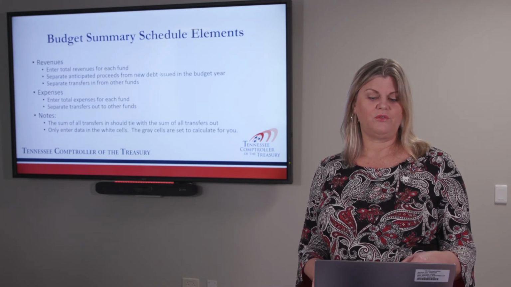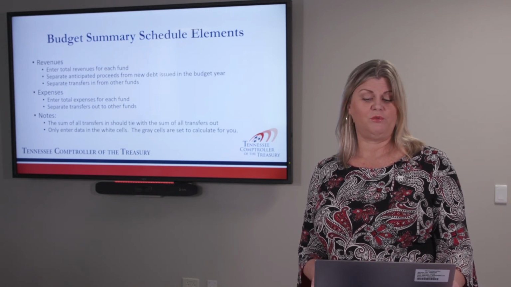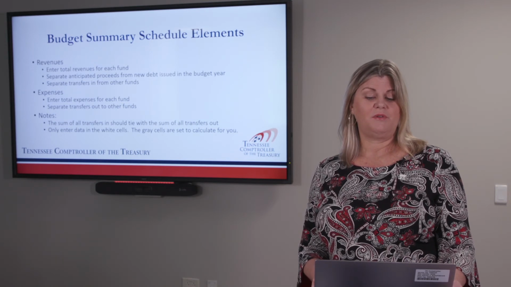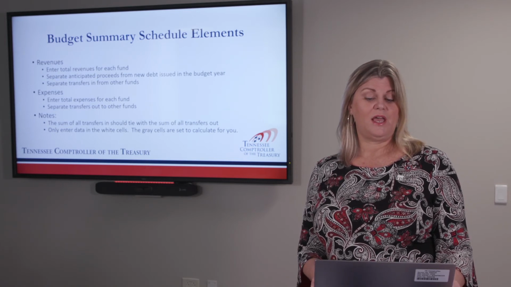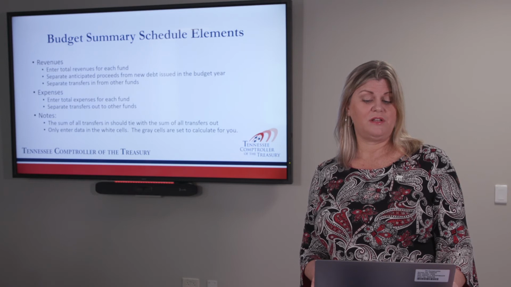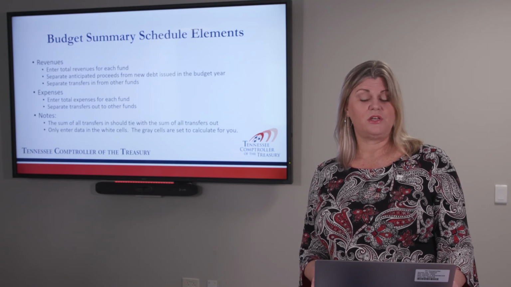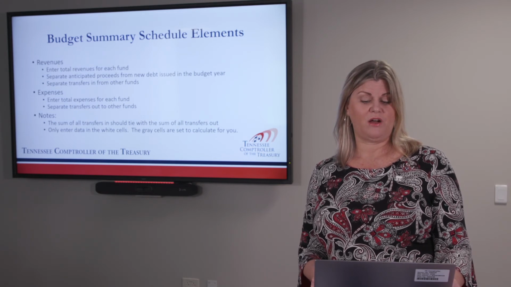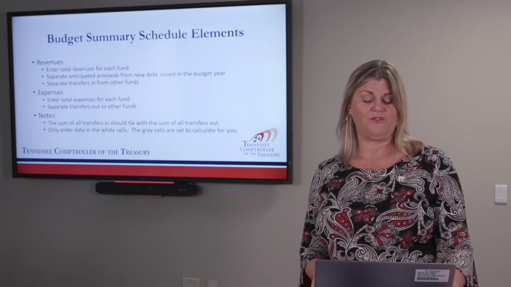So just to review, for revenues, enter the total revenues for each fund, split out the new debt proceeds, split out the transfers in from other funds. For expenses, enter total expenses for each fund, split the transfers out to other funds from the total, and remember the sum of all transfers in should equal the sum of all transfers out. Only enter data in the white cells, the gray ones are set to calculate for you.